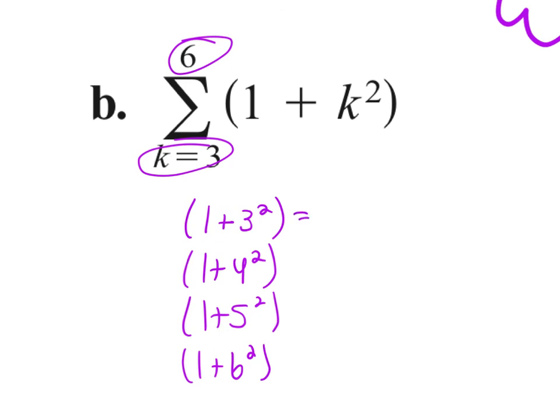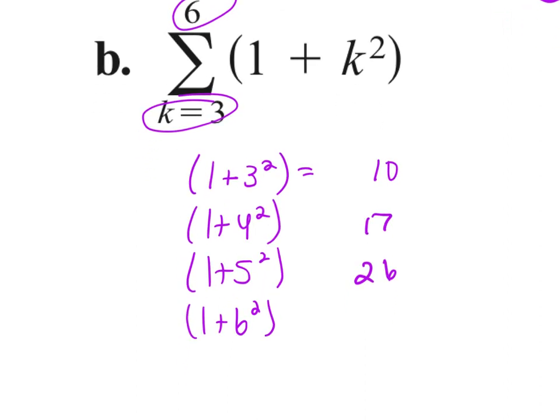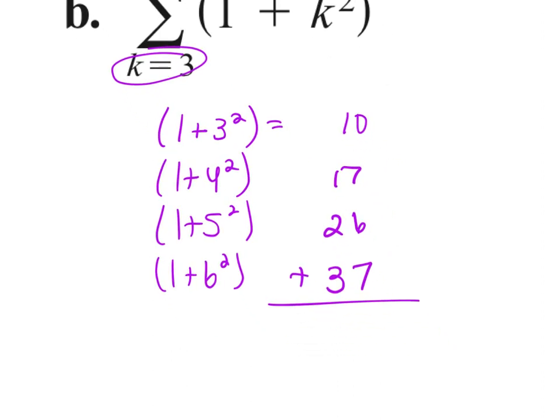What is 3 squared plus 1? 10. What is 4 squared plus 1? 17. What? 5 squared plus 1? 26. And then 6 squared plus 1? Now, if I'm going to find the summation, what do I do? What's 37 plus 26 plus 17 plus 10? 90. And that, ladies and gentlemen, is it. That's 8.1.